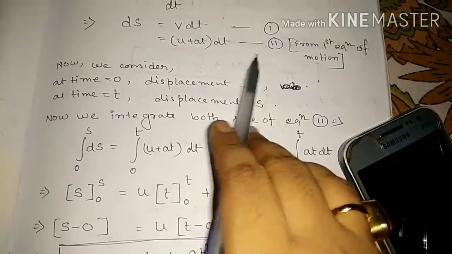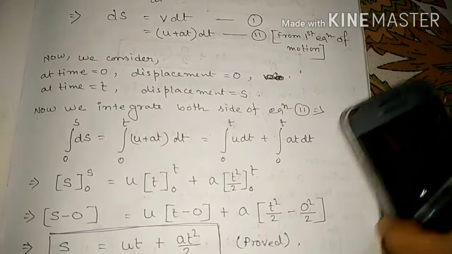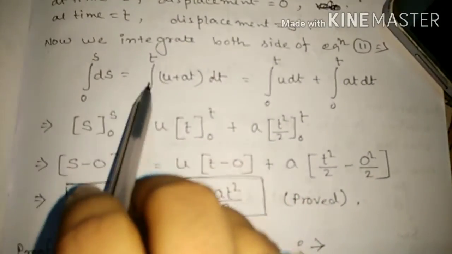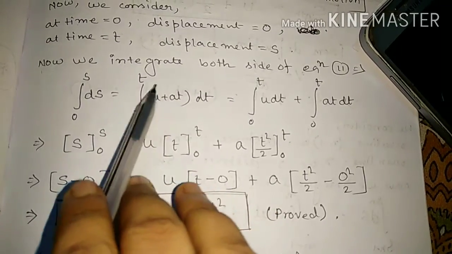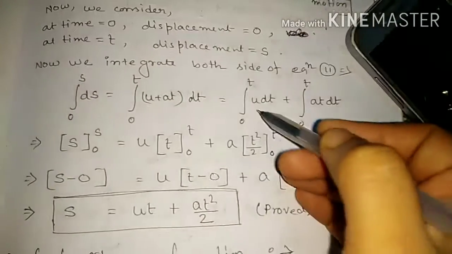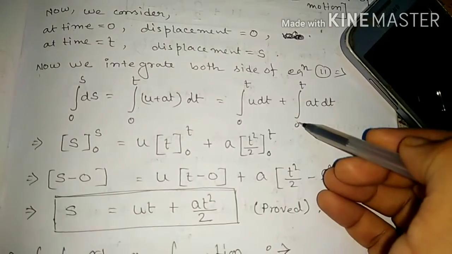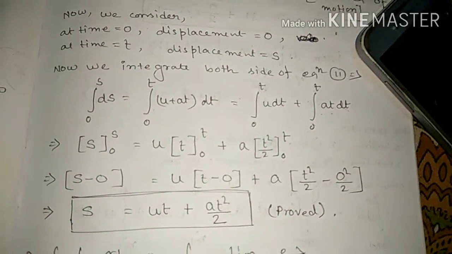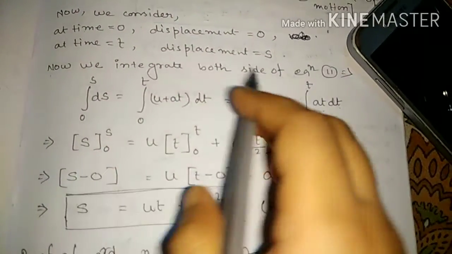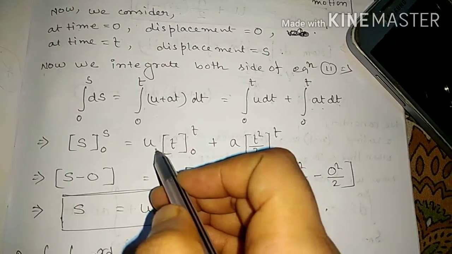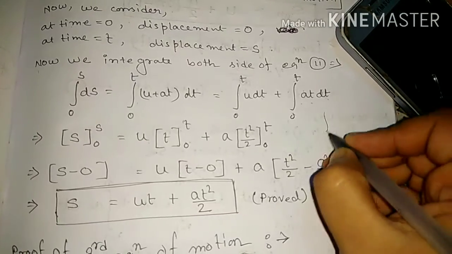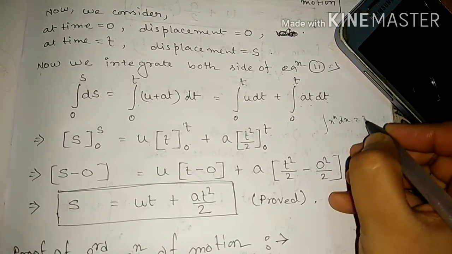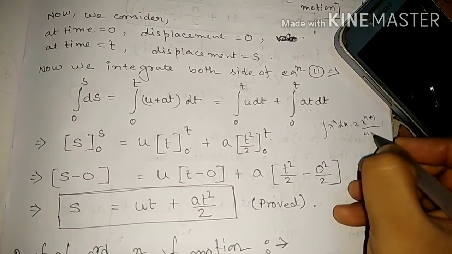So see, this is equation number 2. Integrate both sides with putting the limit 0 to s ds, integration 0 to t, u plus at dt. And we know how to solve this one. First we separate this. So u dt 0 to t plus integration 0 to t at into dt. So after solving this integration, we get u is constant, t 0 to t, a is constant, t into dt. Integration of x to the power n dx equals x to the power n plus 1 by n plus 1.